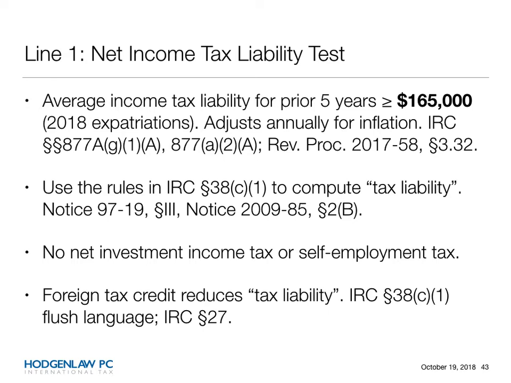The average for 2018 expatriations is $165,000. This adjusts annually for inflation, so it's going to go up a few $1,000s next year, and the year after that, blah, blah, blah.